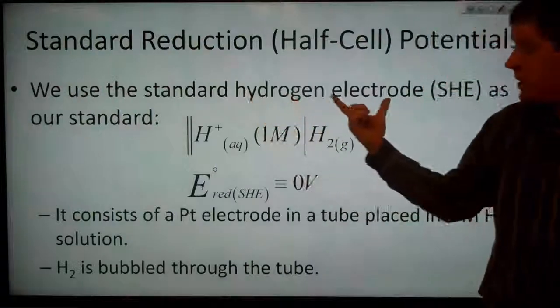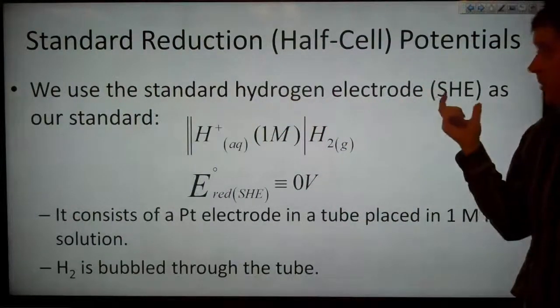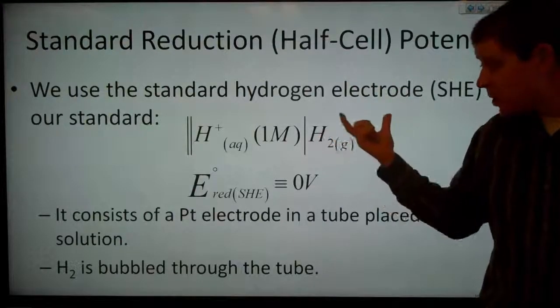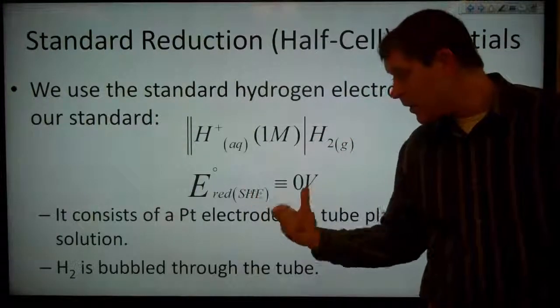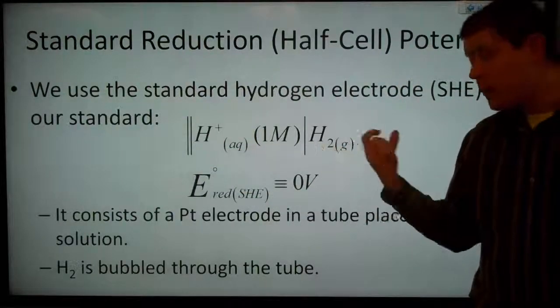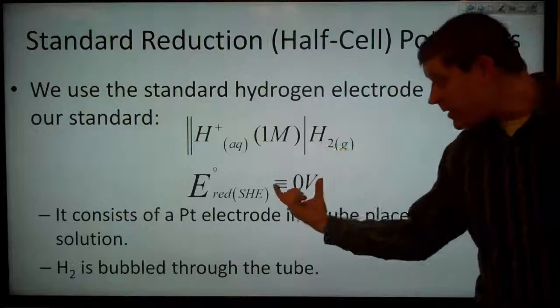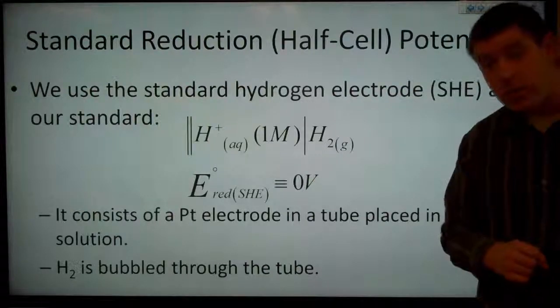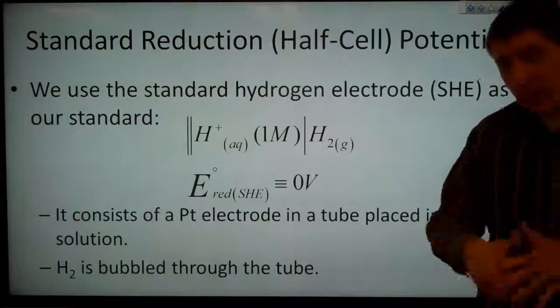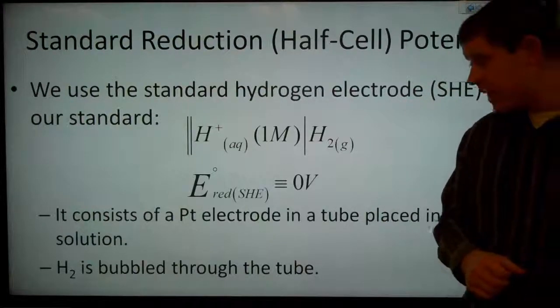And then we use the standard hydrogen electrode, which we abbreviate SHE, as our standard. I already talked a little bit about this, that we needed a 0 point. We've just happened to pick the standard hydrogen electrode where we have hydrogen ions going to hydrogen gas. We're defining that reduction potential, that standard reduction potential, to have a value of 0, and then we're measuring everything else relative to that.